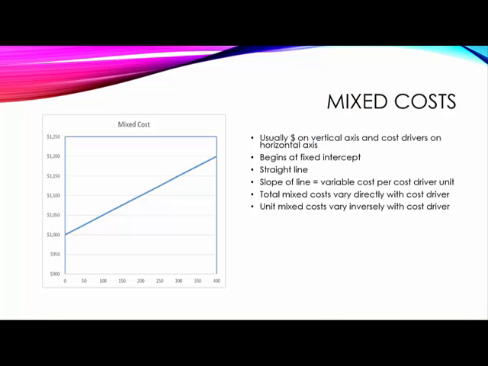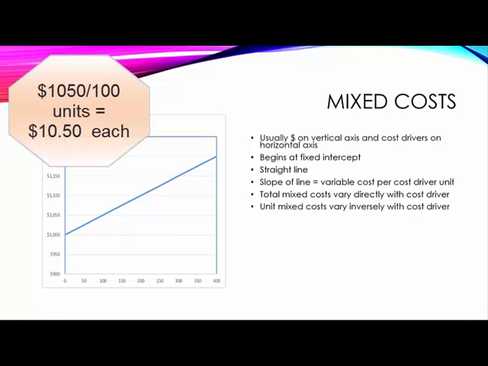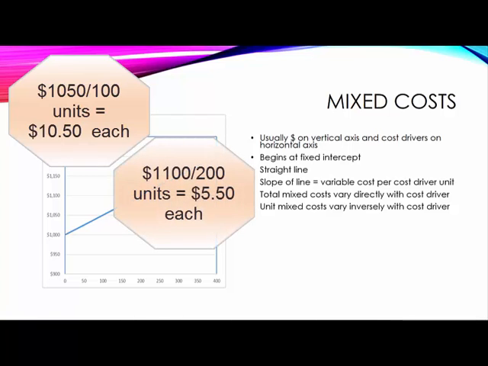Unit mixed costs vary inversely with the cost driver. So if I make 100 candy bars, that is 1,050 divided by 100, which gives me $10.50 a candy bar. If I make 200 candy bars, I take that 1,100 divided by 200, $5.50 per candy bar. So it's going down.